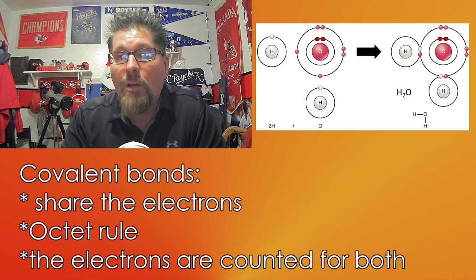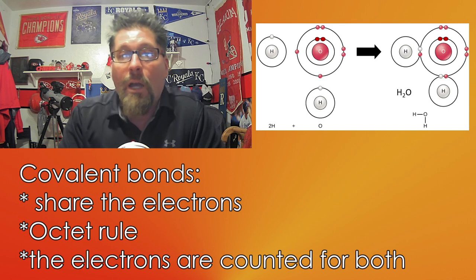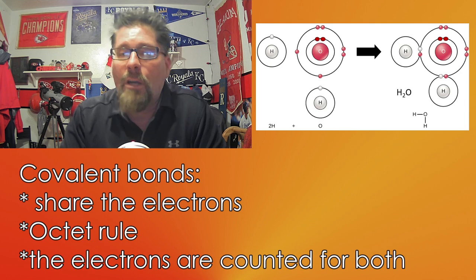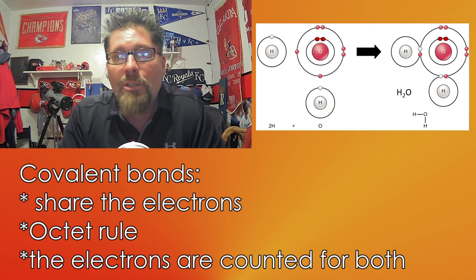hopefully you know that they are looking to fill their outer shells. They're looking to meet the octet rule. But covalent bonds are tricky. If you've been in a chemistry class, you understand what's about to happen. But when it comes to the octet rule, you have to remember the electrons are counted for both.